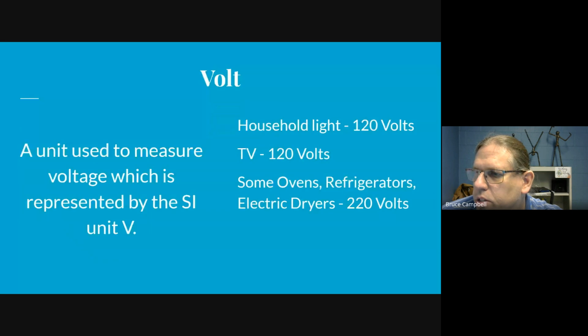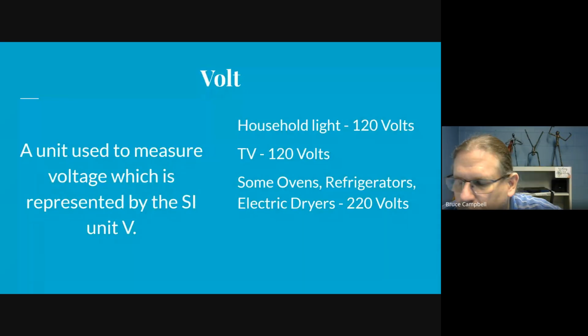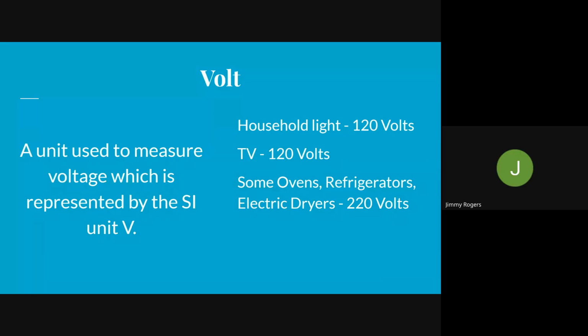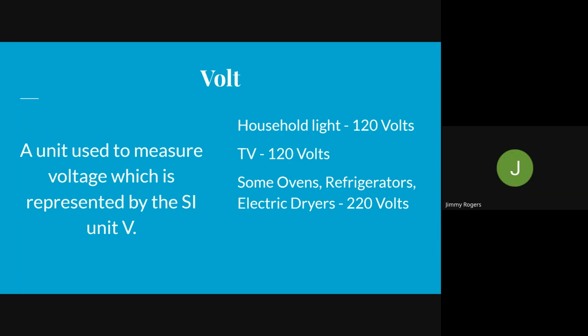Your household lights. Yes, Jimmy. Did you know your wall sockets can throw out 120 volts? Yep. Isn't that the standard voltage for most places in the U.S., most houses and whatnot? That 120 volts. Yep. Then you got 220.